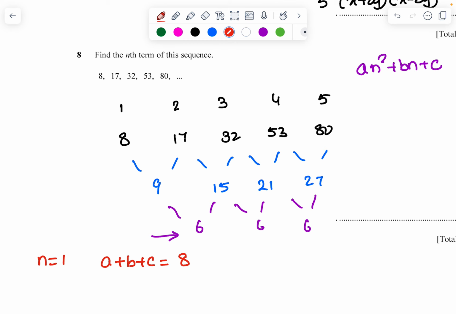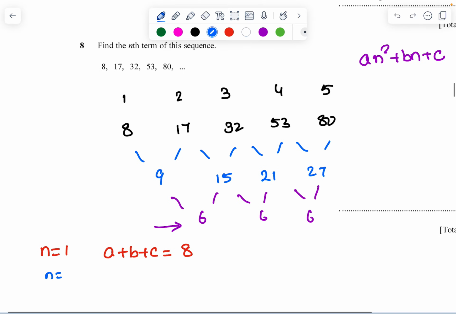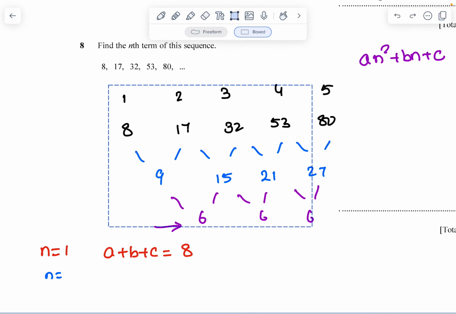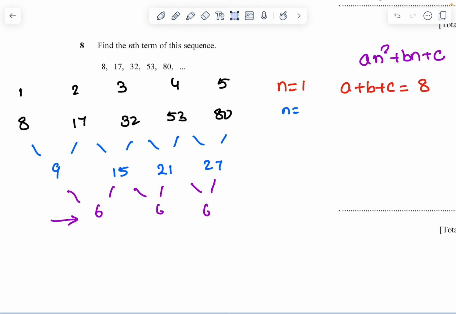So I'm writing it out over there. First, n equals 1, which is a plus b plus c equals 8. Then if n equals 2, let me write here again, if n equals 2, it's going to the second page, there's an error over there. So I push this one over here and push this one here so that it can be written n equals 2.